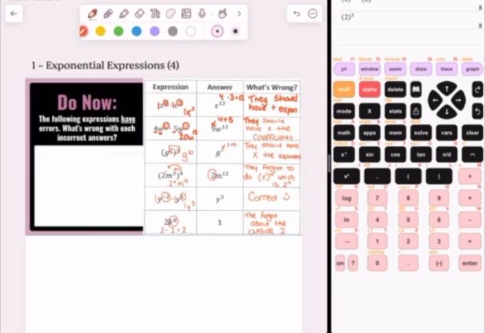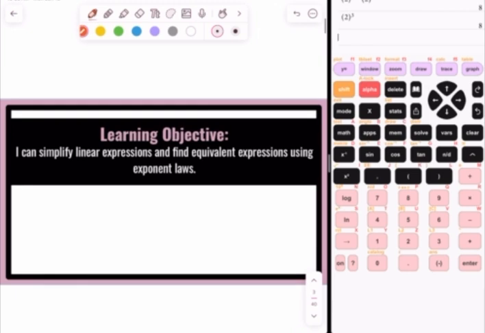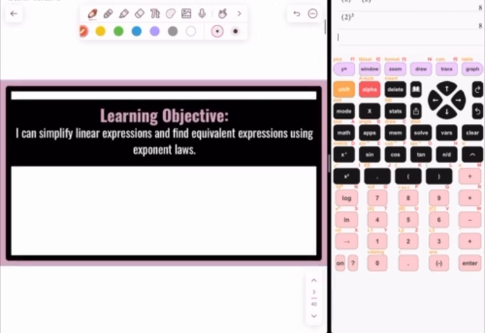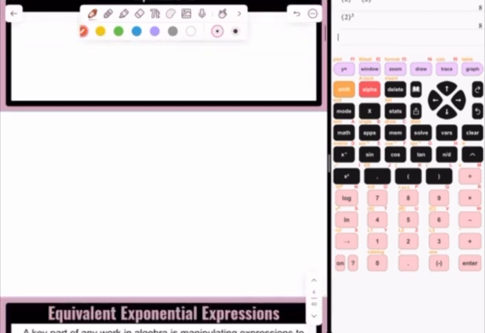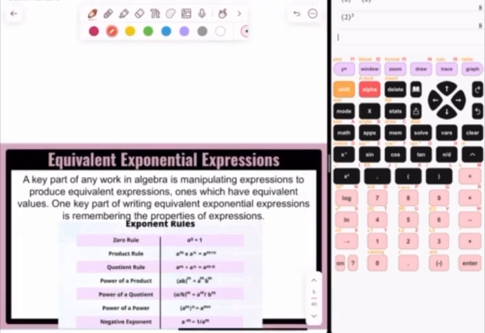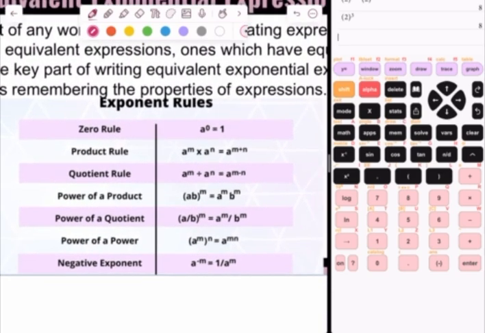Alrighty. Now, today we are going to learn how to simplify linear expressions and find equivalent expressions using exponent laws. So let's look at today's lesson. A key part of any work in algebra is manipulating expressions to produce equivalent expressions, ones which have equivalent or equal values. One part of writing equivalent exponential expressions is remembering the properties of expressions.